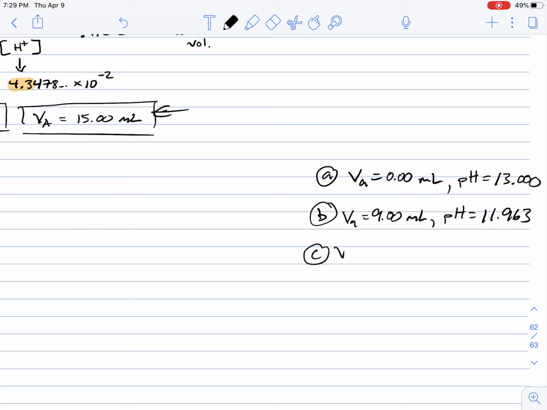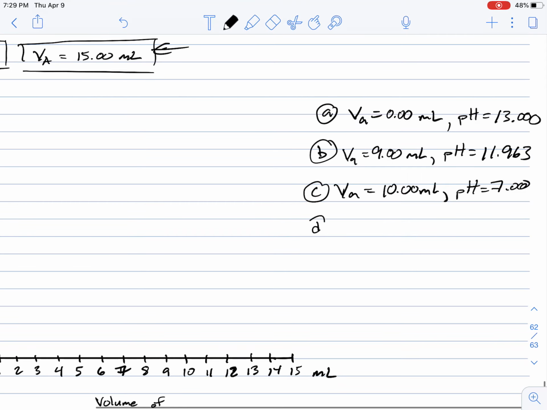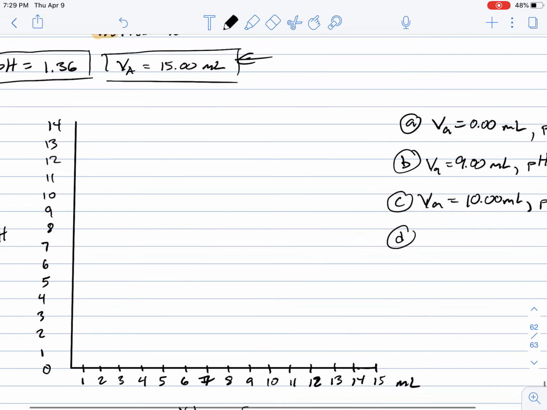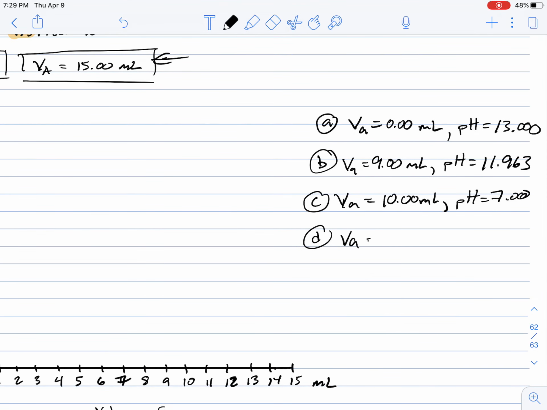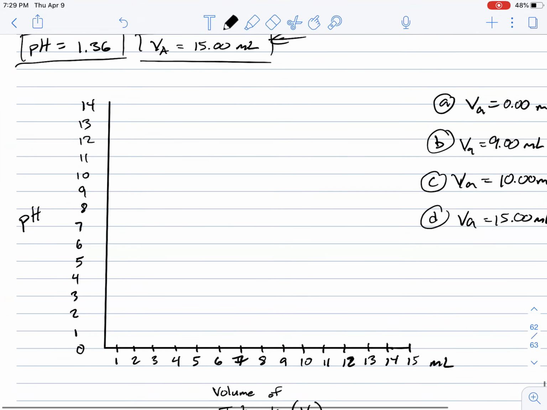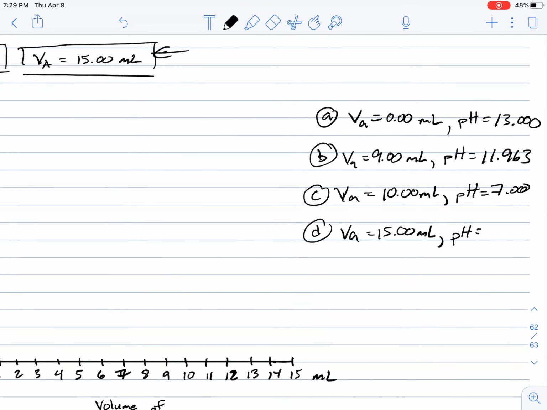Part C, when I add 10 mils of my titrant, which is my acid, the pH is going to equal 7.000. Okay. And last but not least, the fourth point is what you see on the screen, top left corner. So when my VA is 15.00 mils, when I add 15 mils into my Erlenmeyer flask, the pH of that solution is going to be 1.36. Okay.